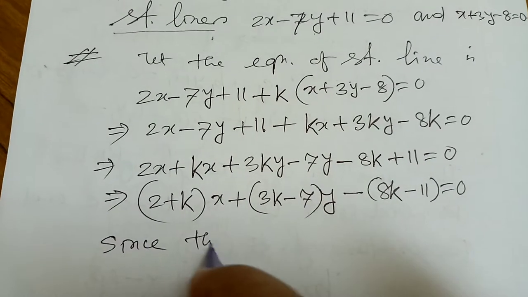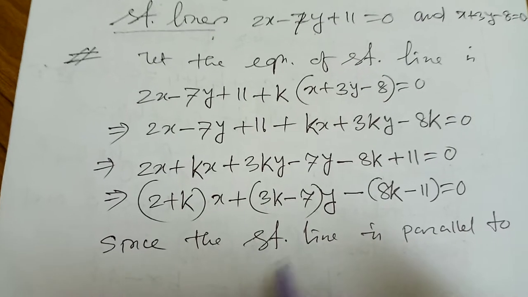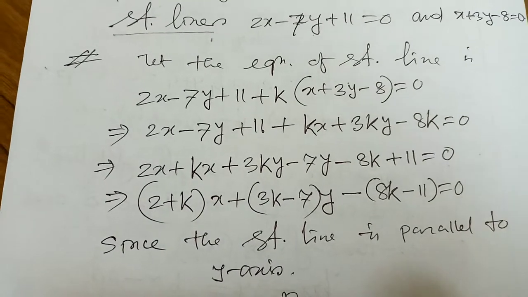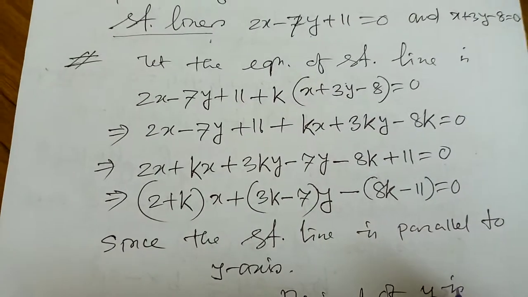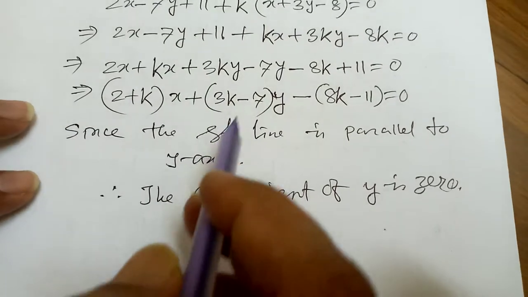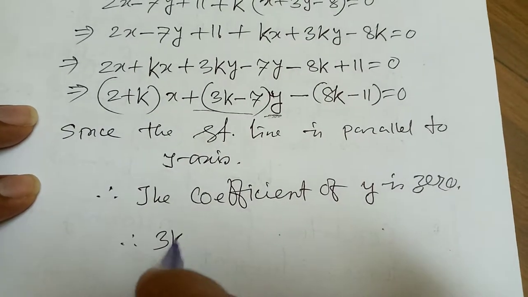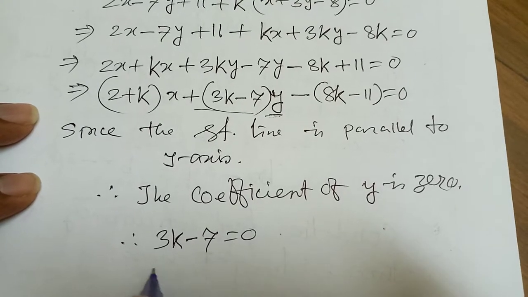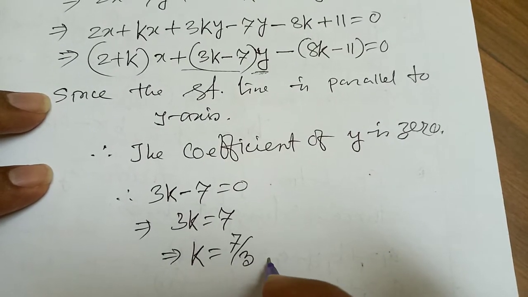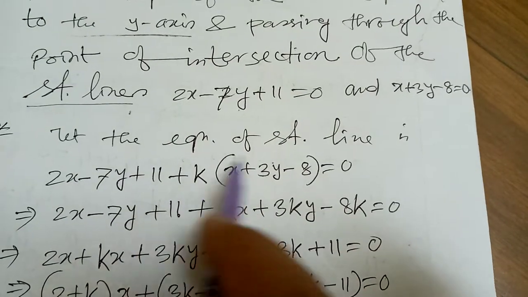Since the straight line is parallel to the y-axis, the coefficient of y is 0. Where is the coefficient of y? In ax plus by, here the coefficient of y is 3k minus 7. So according to the condition, 3k minus 7 equals 0, or 3k equals 7, or k equals 7 by 3. Now putting the value of k in our required equation. Which one was our required equation? The equation of the straight line was this.